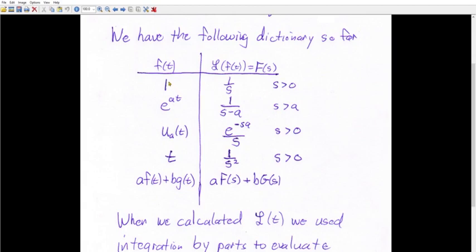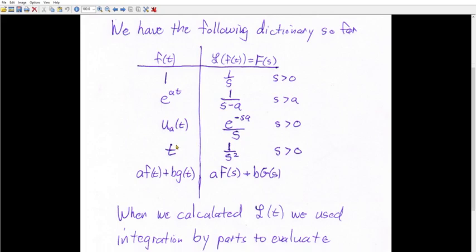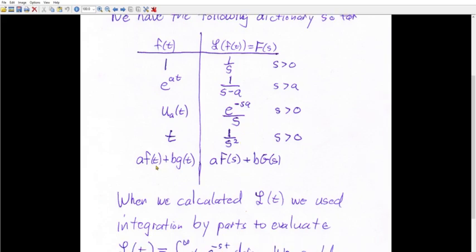Laplace transform of 1 is 1 over s. Laplace transform of e to the at is 1 over s minus a. u_a of t, which you'll remember is the unit step function, is 0 when t is less than a, and it's 1 after that. The transform is e to the minus sa over s. Laplace transform of t is 1 over s squared, and Laplace transform is linear. The transform of af of t plus bg of t is a times the transform of f plus b times the transform of g.